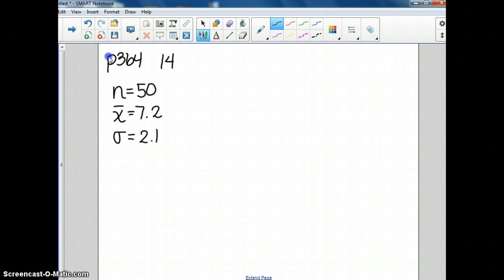In part A, it says find the best point estimate for the mean. Okay, for the population mean. When we're talking point estimate, the best point estimate is our sample mean, which is 7.2. No computations to be done there, no extra work. They're just wanting to make sure that you understand the sample mean is the best representation for an estimate for the population mean that we have. We don't have any other information.